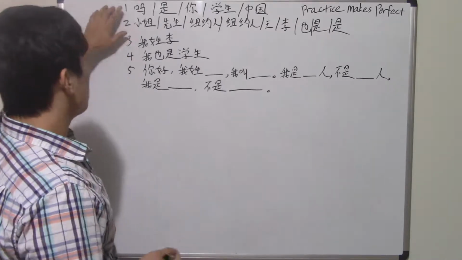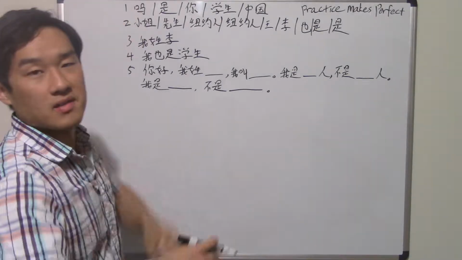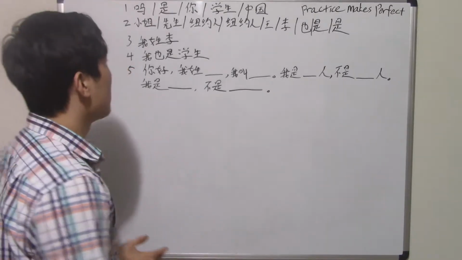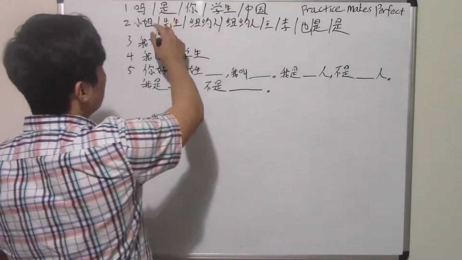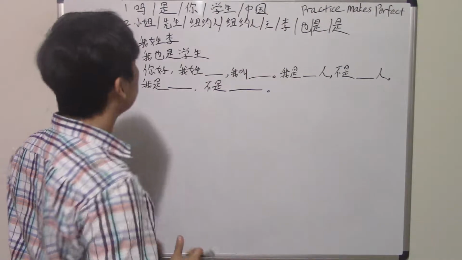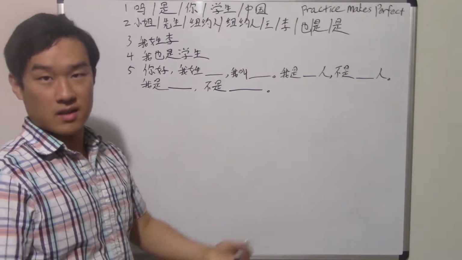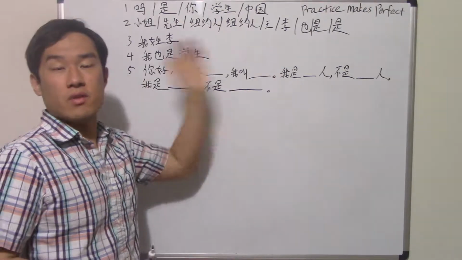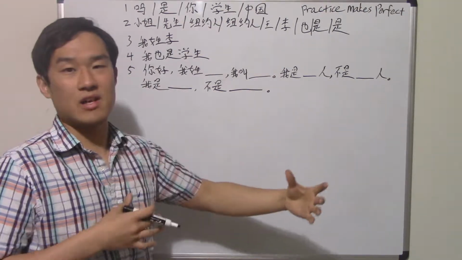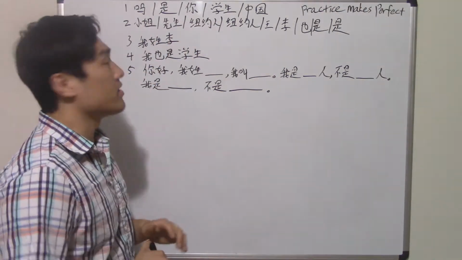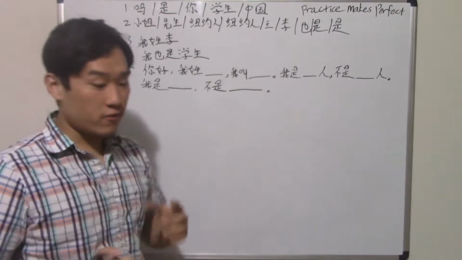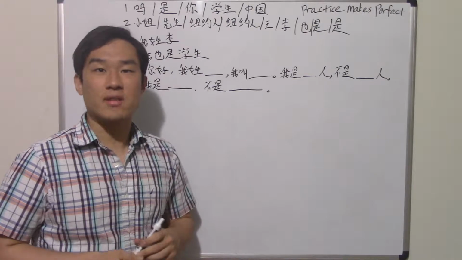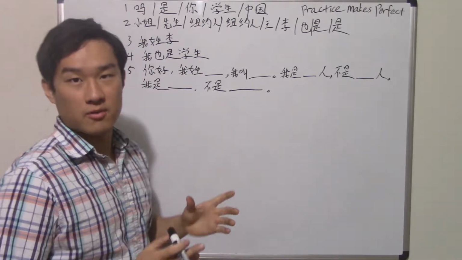So first one, we see ma here. Ma is basically a question word, so immediately we know it's a question, okay? Let's say we have: is, you, student, in China. So what do you think this can possibly mean in Chinese? Well, in English they already give you the translation, which is, are you a Chinese student? So how can you put them together?